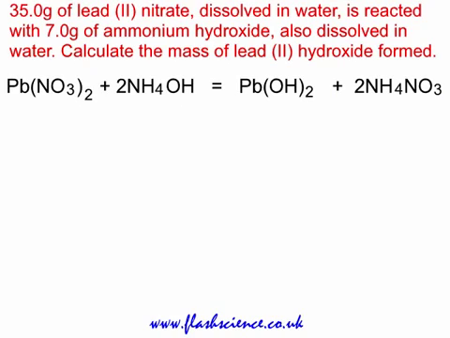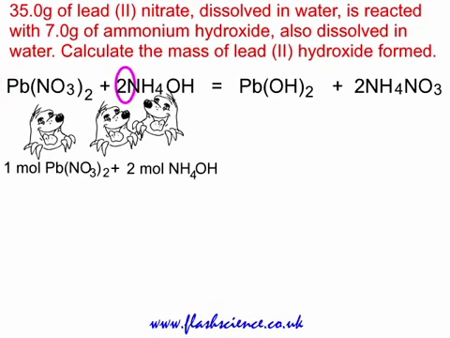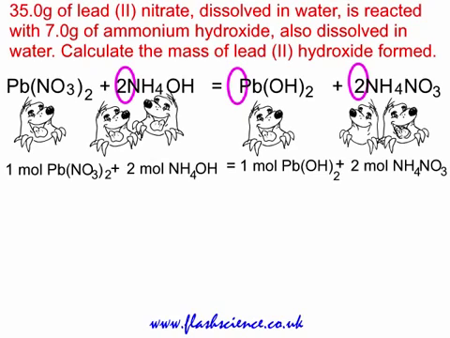We need to use the numbers in the balanced equation to solve this question. Where there isn't a number in front of the formula, it's taken to be 1. So 1 mole of Pb(NO3)2 reacts with 2 moles of NH4OH to produce 1 mole of Pb(OH)2. This is the product we have to consider, as well as 2 moles of ammonium nitrate.